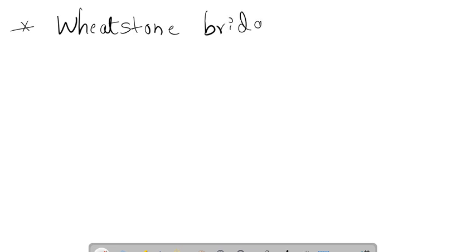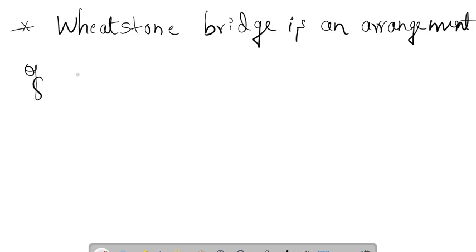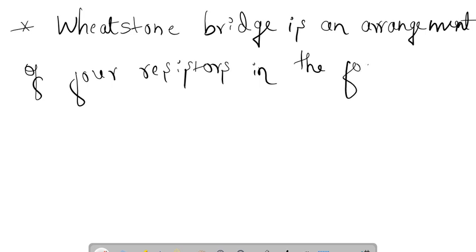Wheatstone bridge. Okay. A Wheatstone bridge is an arrangement of four resistors in the form of a bridge. Is it or not? In the form of a bridge, it is used for measuring the, for what is it used?